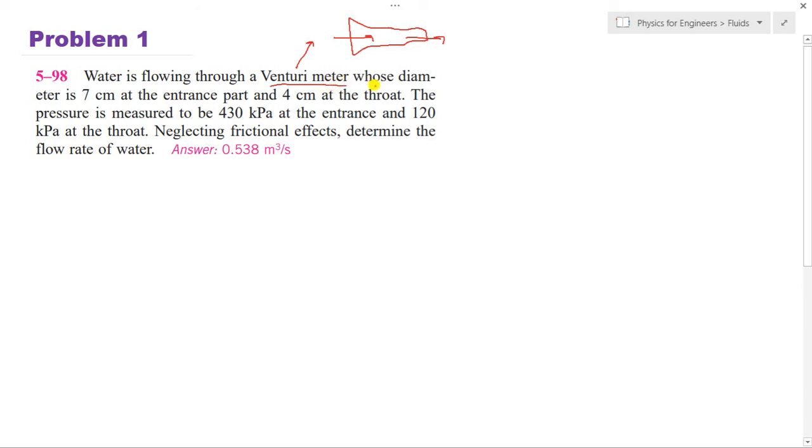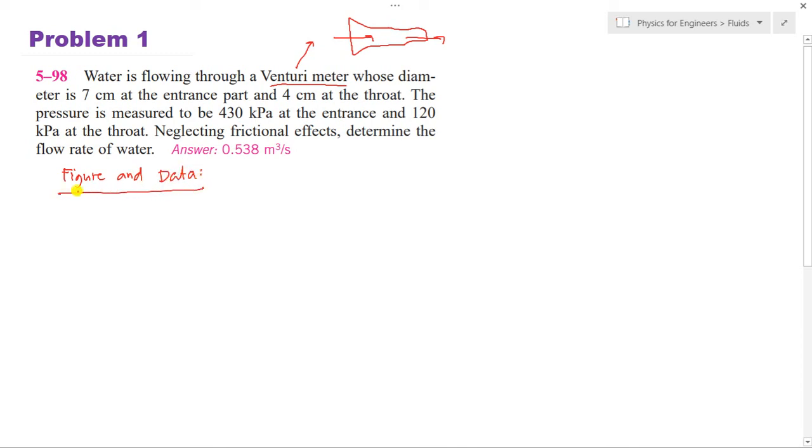So here, whose diameter is 7 cm at the entrance and 4 cm at the throat. The pressure is measured to be 430 kPa at the entrance and 120 kPa at the throat. Neglecting frictional effects, determine the flow rate of the water. So ang ipangita nato is ang flow rate sa tubig. So we have here figure and data.